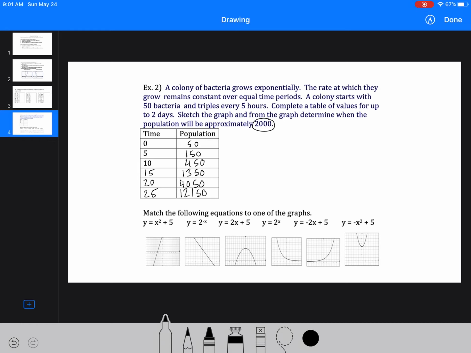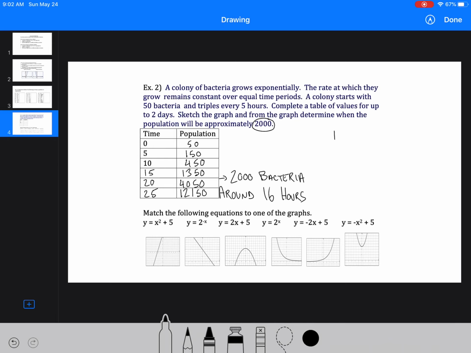Okay, now it asks approximately when do we get this. So I'm going to do that before I sketch it. Well, it's right here. It's kind of in the middle of this. So I would say between 15 and 20 hours. And it's probably closer to 15 hours than it is to 20. So you could say 2,000 bacteria around, let's say 16 hours. Okay, because 1350 is closer to 2000 than 4050 is. So I'm just choosing it. You could say 16 or 17 and you'd probably get the marks in both cases.